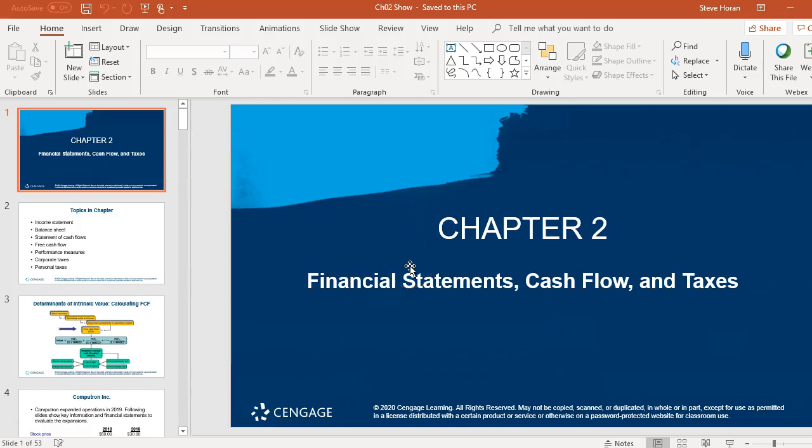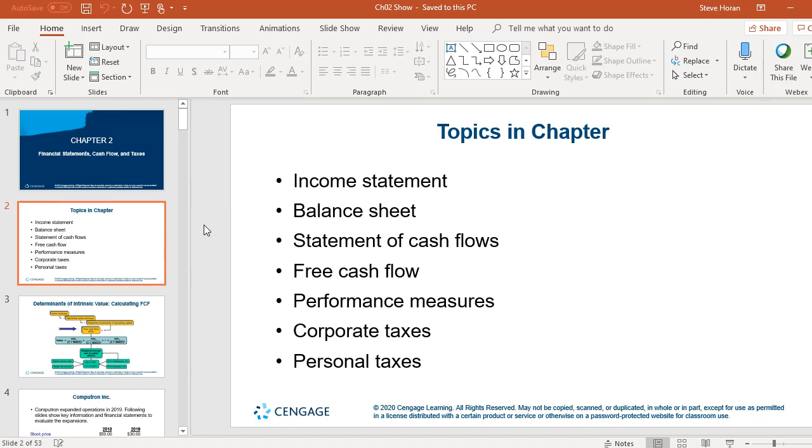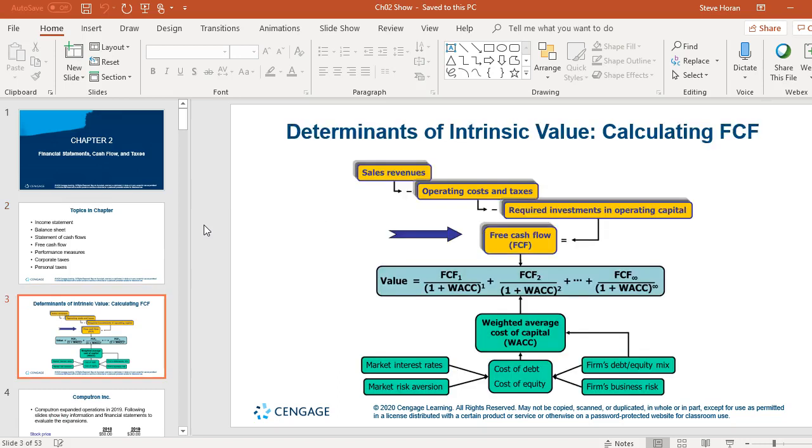Let's take a look at Chapter 2. We'll get into a little bit more specific things about finance now. And you can see this week we'll talk about financial statements, cash flows, and taxes. So those are the big picture topics.